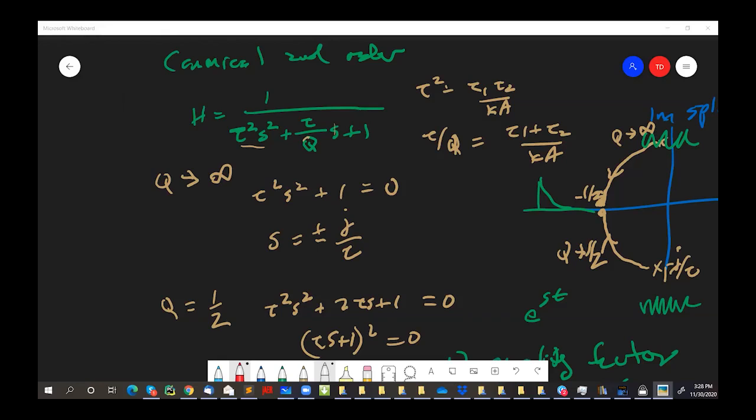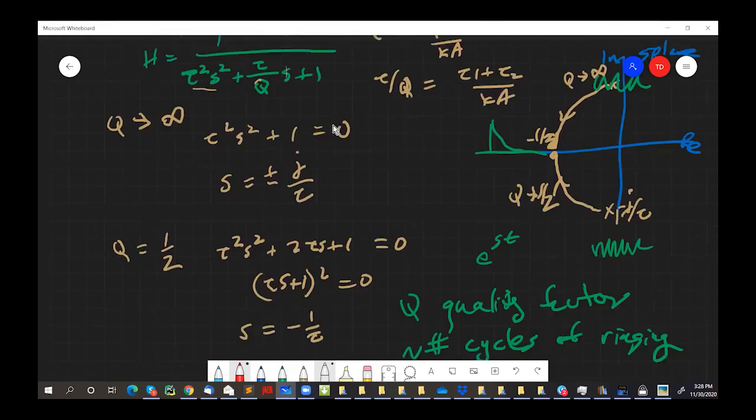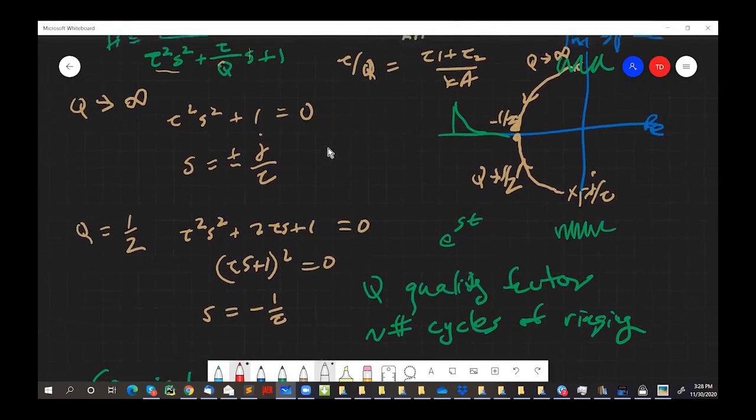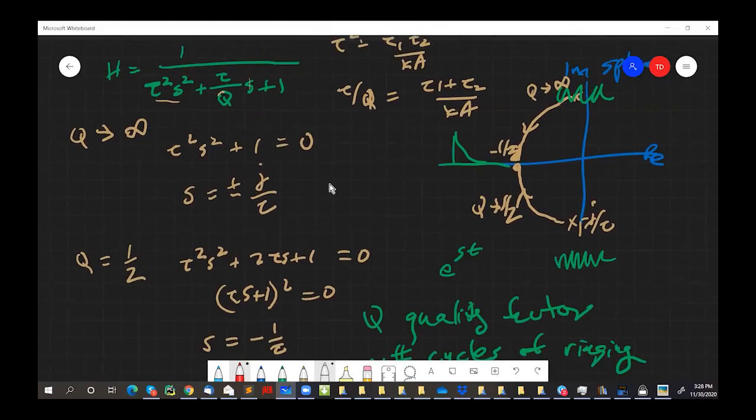So the quality factor is generally dimensionless, right? Or unitless? It's dimensionless, yeah, because the tau already has the dimensions of time. So tau s is dimensionless because s is frequency, right? Tau is time, so this cancels out. So Q is a dimensionless number. This definition that you mentioned about the number of cycles per, I think I missed that part. Yeah, that's a good point.